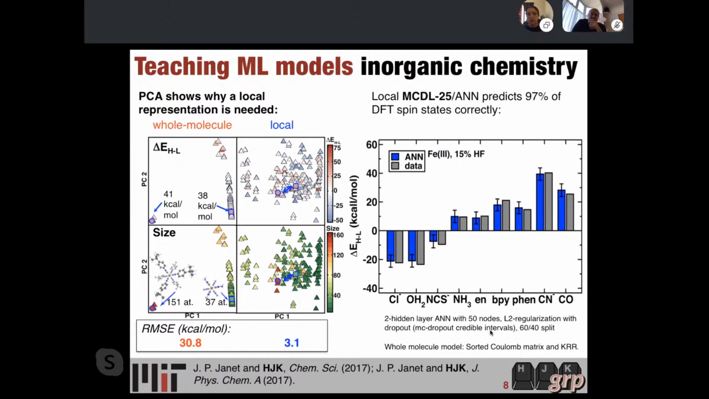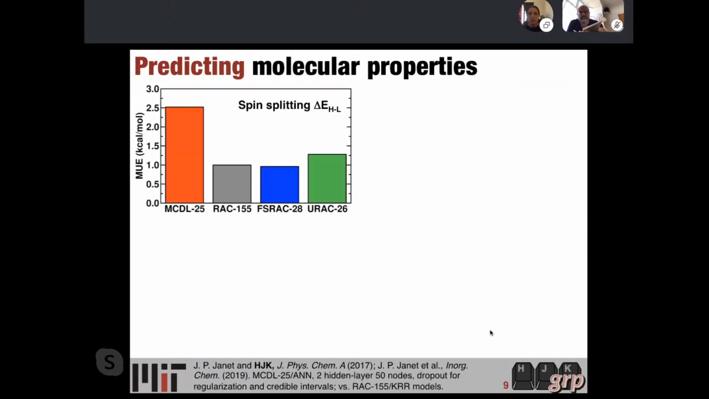So this is where we sat at the very beginning of this. But I mentioned our systematic RAC representation, and what I'm showing here is the full RACs, RAC 155, as well as feature selected subsets, either selected for the specific properties such as spin splitting that I'm showing here, or a universal feature selected subset that works well across multiple properties. And I'm showing the mean unsigned error. And what you can see is that MCDL25 was my chemical intuition after about a decade of being a scientist. We get about 2.5 kilocalories per mole mean absolute error with respect to DFT.